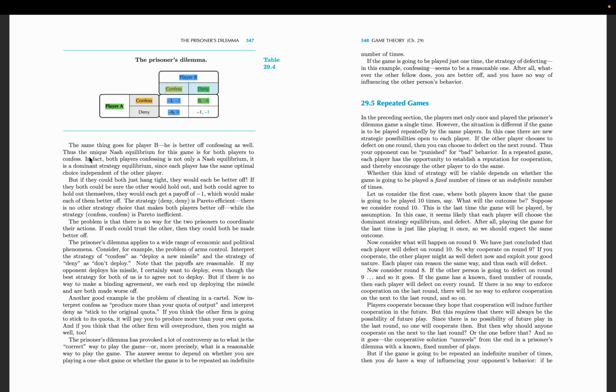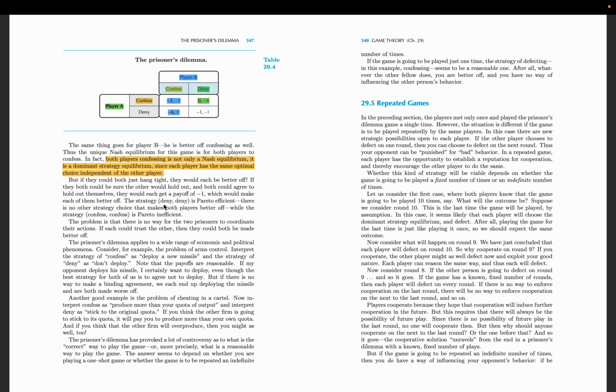Thus, the unique Nash equilibrium for this game is both players have to confess. In fact, both players confessing is not only a Nash equilibrium, it's a dominant strategy equilibrium, since each player has the same optimal choice independent of the other player. Like we read, it doesn't matter what B chooses, A is always better off choosing to confess. So it doesn't matter what the other person is choosing.